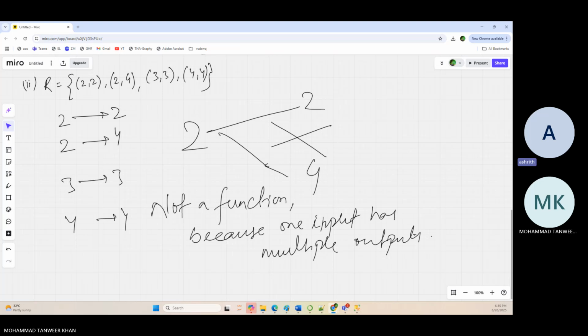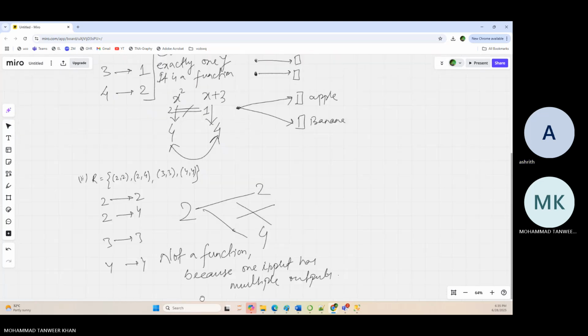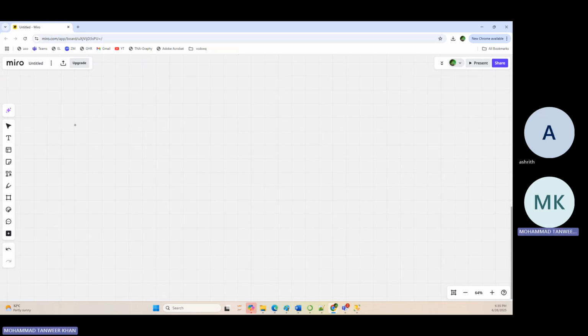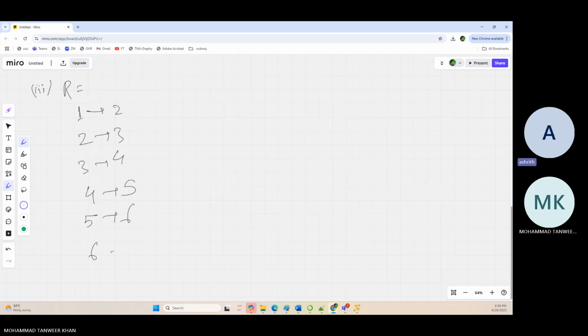Sir, it is a relation because it follows all the criteria. So here, if you check, input is 1, what is the output? 2. Input is 2, what is the output? 3. Different input, different output, right? Yes, sir. 3, it is giving 4. Different input, different output? Yes. 4, getting 5. Do you think two same inputs are giving two different outputs? No, sir. So this is a function.